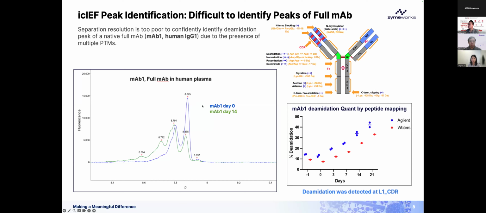First, we just ran native full mAb on cIEF, comparing the full mAb in human plasma at day 0 and day 14. We hoped to see an acidic pI isoform of the antibody from day 14. However, we saw this cluster of pI peaks. The separation resolution is too poor to confidently identify a deamidation peak of a full mAb due to the presence of many possible post-translational modifications. So how do we increase the cIEF resolution and isolate the deamidation species of interest?